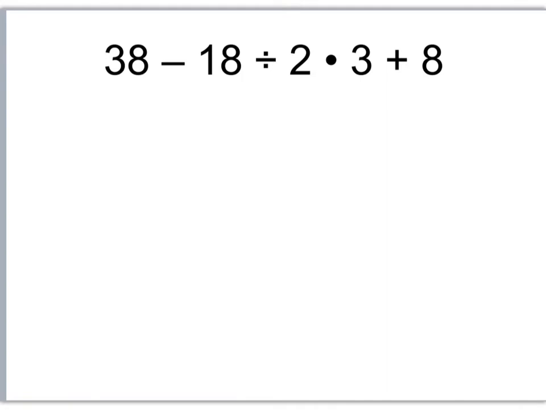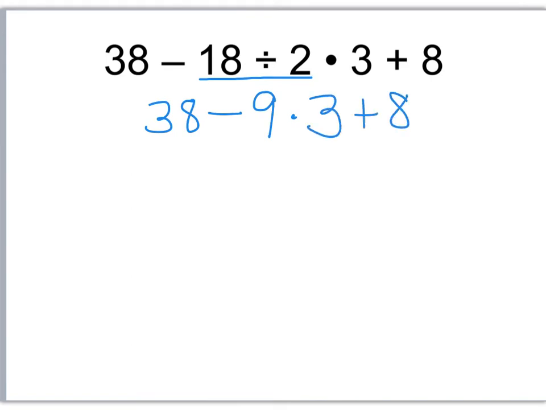So as I'm going through here, I notice that my first multiplication division problem is a division problem right here, 18 divided by 2. So I'm going to go ahead and write the 38 minus, and 18 divided by 2 is a 9, and then times 3 plus 8. All right, I still have a multiplication problem, so I'm going to go ahead and do that one next. And I have 38 minus 9 times 3 is 27, and then plus the 8.